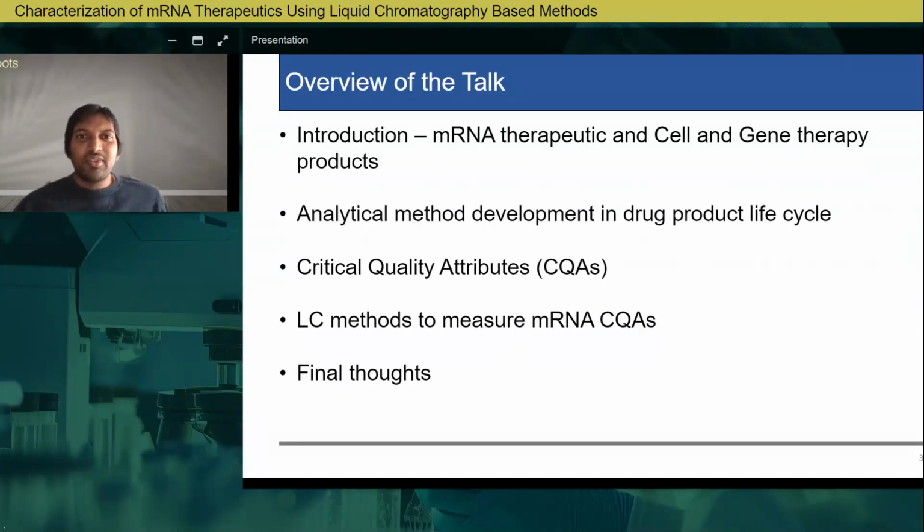So for today's talk, the overview would be: I'm going to talk a little bit about the mRNA therapeutics and the cell and gene therapy products available, and really talk about analytical method development in a drug product life cycle, and then introduce you to critical quality attributes, and then from there we will really deep dive into LC methods that measure the RNA itself and the RNA therapeutic. RNA therapeutics include RNA plus a lipid nanoparticle. I'm more concentrated on the RNA molecule itself today, and will talk about the CQAs for the RNA molecule. And I'll give my final thoughts.